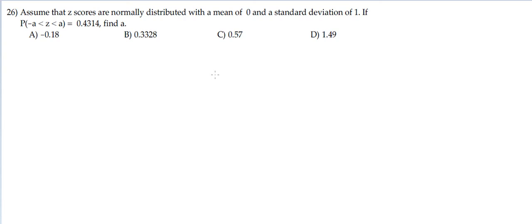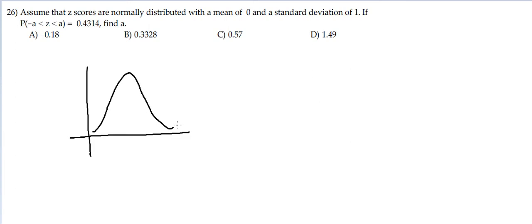So this one's just a little bit tricky. Let's draw a picture first and describe what they're trying to get us to understand here. I always think a picture with the normal distribution is a smart thing to do to try to understand what's going on. So we know zero is here in the middle, and what they're saying is there's this probability of some z-score being between negative a and positive a.